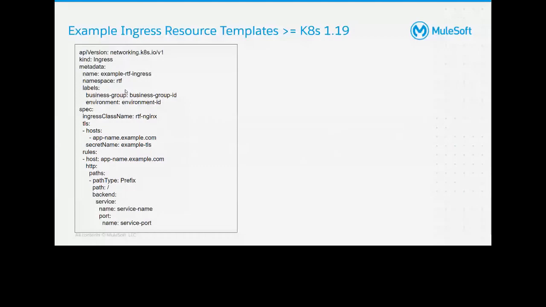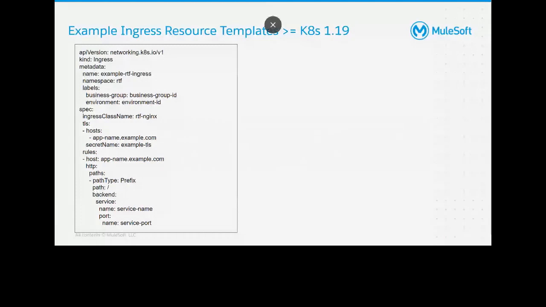Similarly, if you want to refer to a TLS secret, you have your own domain, and you might have purchased your certificate from a certificate authority. You store it as a secret in your Kubernetes cluster, and now you can refer to it over here in the TLS section, so that you can expose your Mule APIs under that domain. So all these configurations, the business group, the environment, can be specified in the custom Ingress resource template. Your Kubernetes admin will create this custom Ingress resource template.